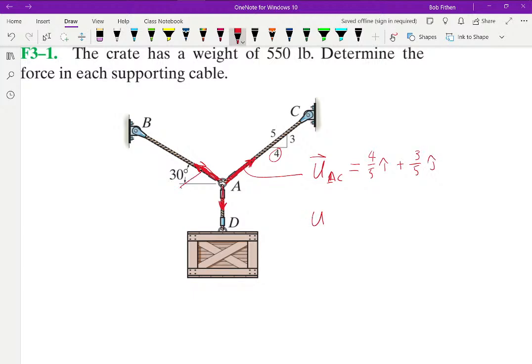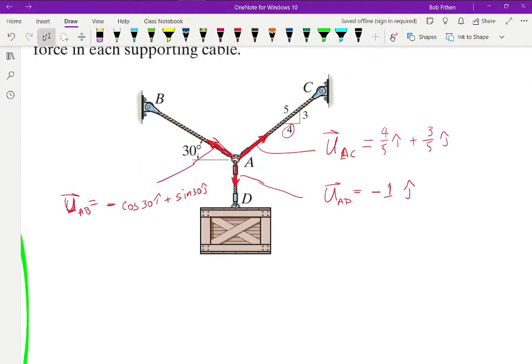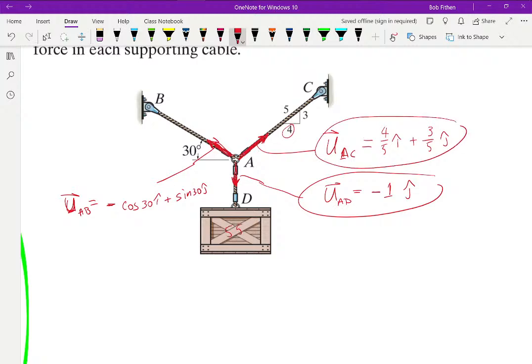I'll take the unit vector over here, AB, and this vector moves to the left, cosine of 30, I, and it moves north, sine of 30, J. This one, AD, just moves minus 1, J. Now, what I'm going to do, since I know this one's going to have my load of 550, I'm going to look at these two.